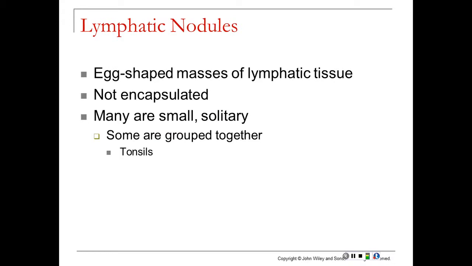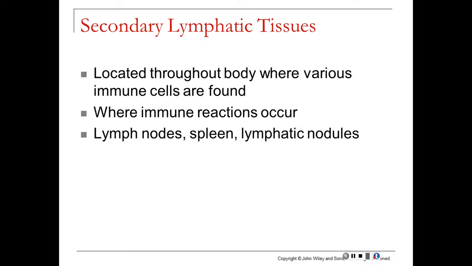Lymphatic nodules are special egg-shaped masses of lymph tissue. They're not encapsulated. Many are very, very small, and usually they're solitary. Sometimes they're grouped together like our tonsils. Secondary lymphatic tissues are located throughout the body where lots of immune cells are found. This is where special immune reactions will occur. These include the lymph nodes, the spleen, and the lymphatic nodules.